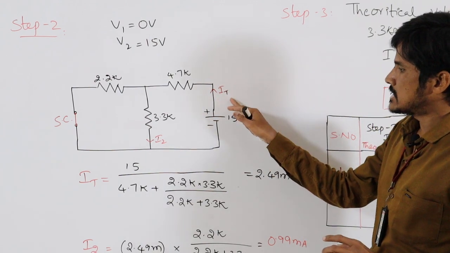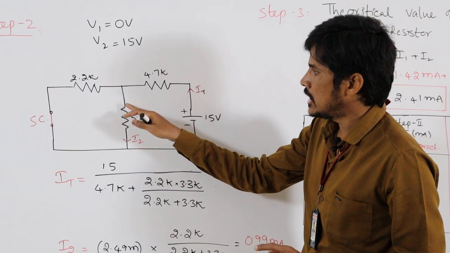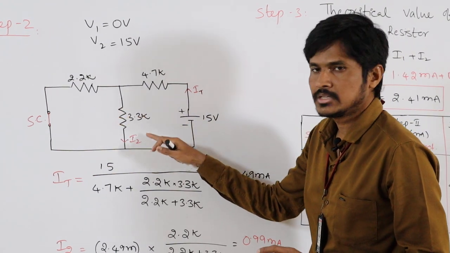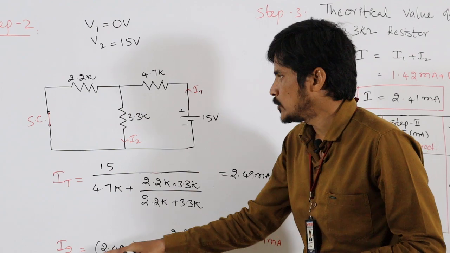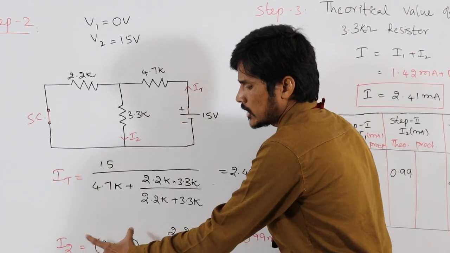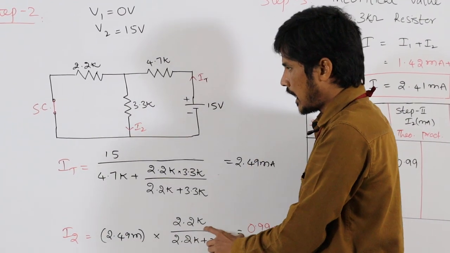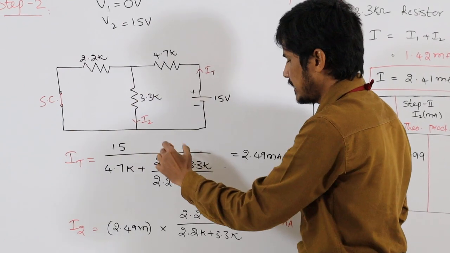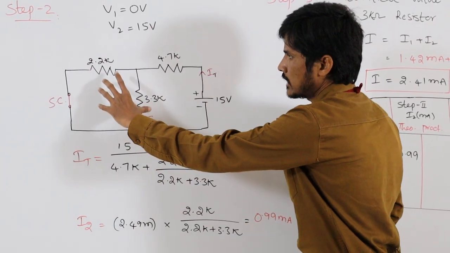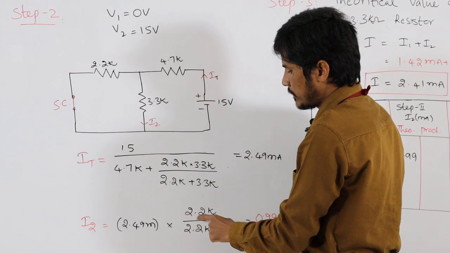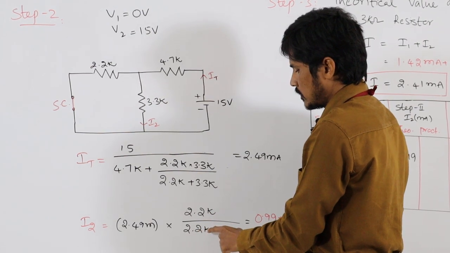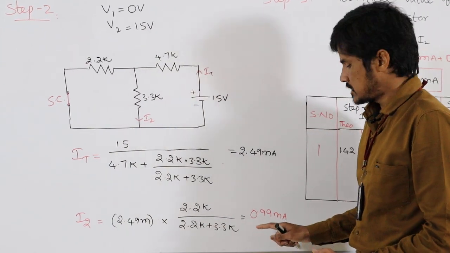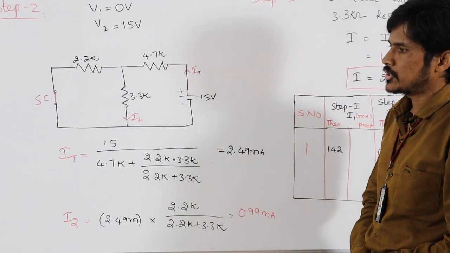Now by using this input current, applying the current division rule, we are going to find out the current in this branch, 3.3 kilo ohms. So I2 is equal to, again according to the current division rule, input current into the opposite resistance of this one divided by the total resistance in this parallel circuit. So 2.2 kilo ohms divided by 2.2 kilo ohms plus 3.3. So how much will we get? 0.99 milliamperes we are going to get.